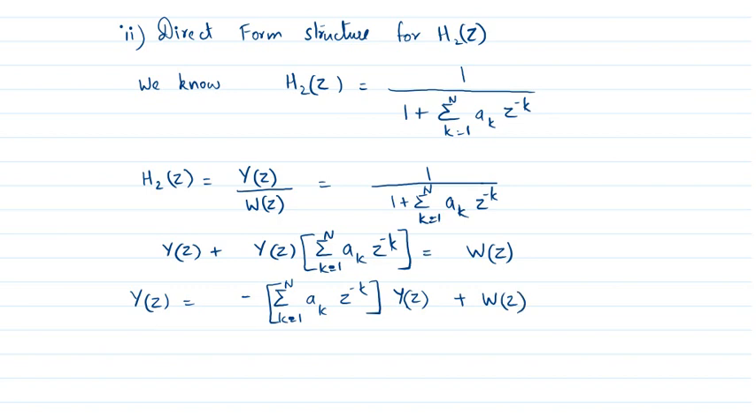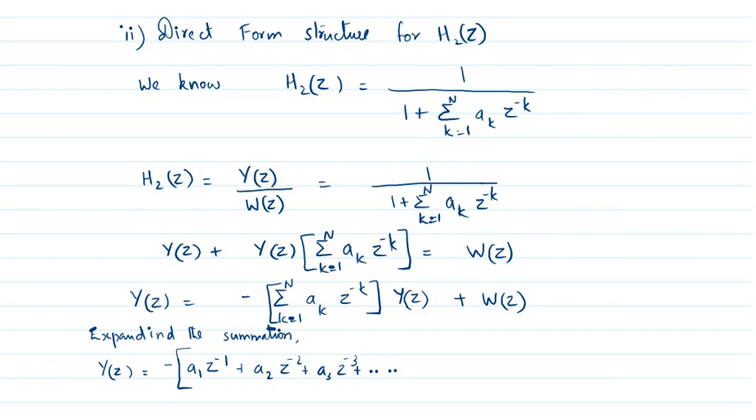So expanding the summation, we can write Y of z equal to minus a1 z raised to minus 1 Y of z, we will write it after the next step. Okay, so minus a2 z raised to minus 2, a3 z raised to minus 3, etc., up to an z raised to minus n Y of z, plus W of z.